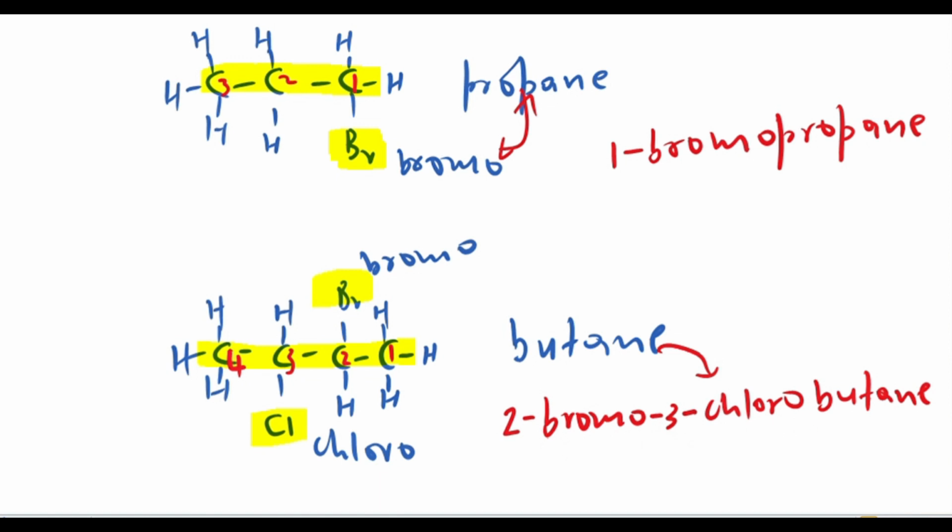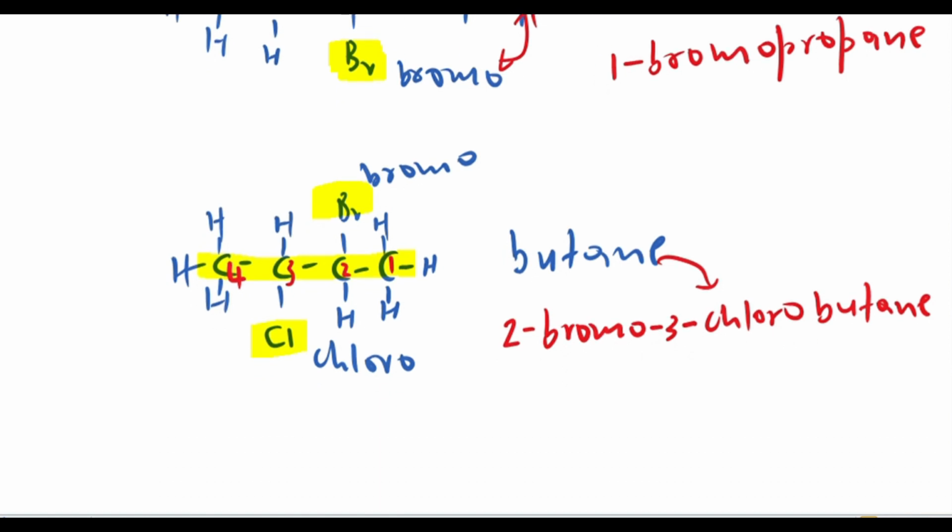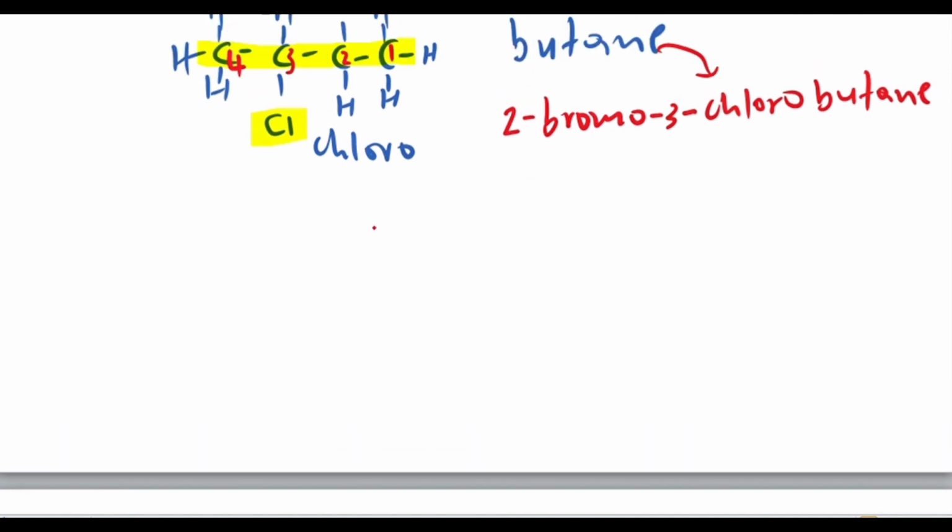Right, let's have another example of a haloalkane. I have 1, 2, 3, 4, let me have 5 here. On number 2 I have bromine here, then on number 2 on this side I have chlorine, then I also have this one.